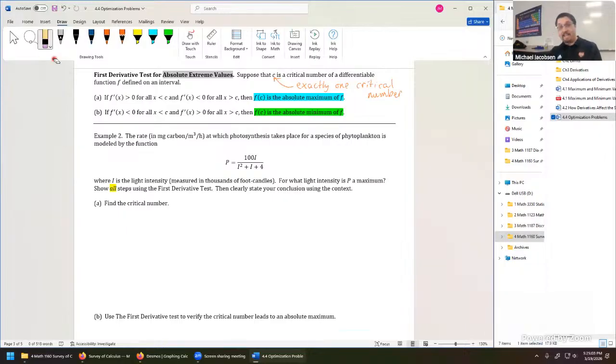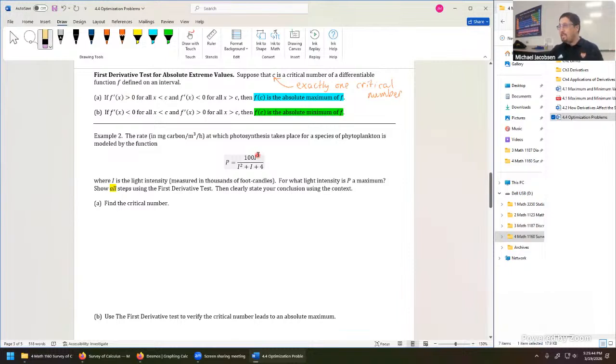Well, here's a pretty interesting context. It says the rate in milligrams of carbon per cubic meter per hour, so that's a complicated unit already, at which photosynthesis takes place. So these are the units of photosynthesis. Carbon per cubic meter, it's a rate, so we're also talking about per hour. The rate at which photosynthesis takes place for a species of phytoplankton is modeled by this function. So P for photosynthesis, the rate at which it takes place, and I for light intensity.